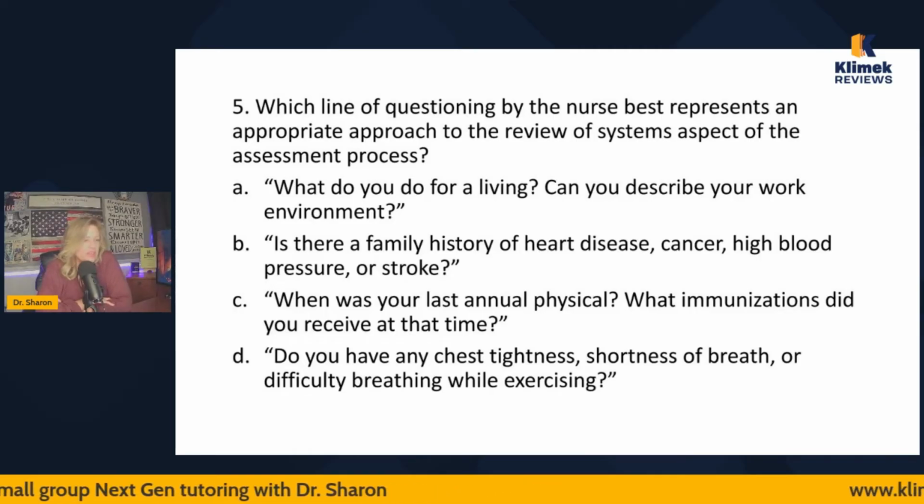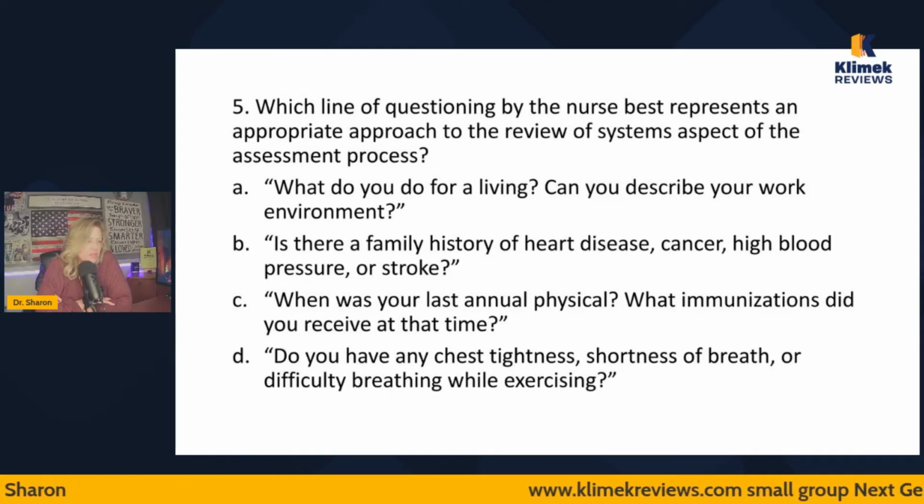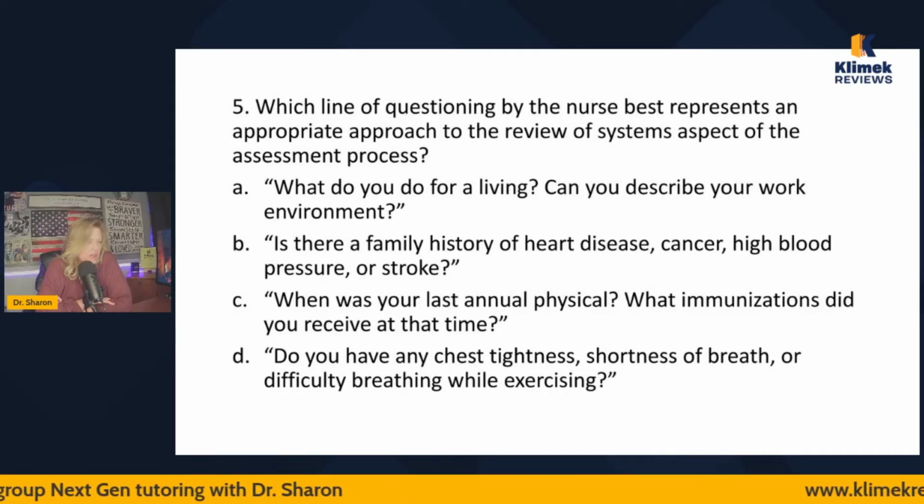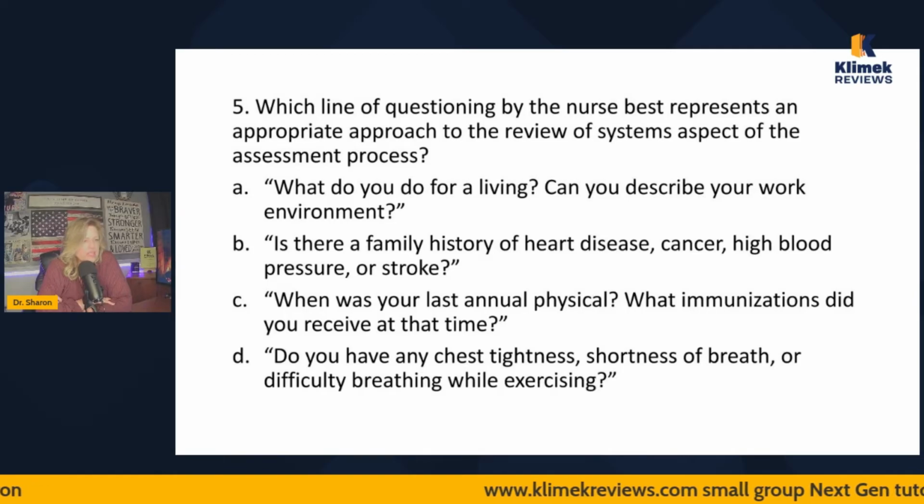All right. What do you do for a living? Can you describe your work environment? Is there a family history of heart disease, cancer, high blood pressure, or stroke? When was your last annual physical? What immunizations did you receive at the time? Do you have any chest tightness, shortness of breath, or difficulty breathing while exercising? All right, let's reread the question again. Which line of questioning by the nurse best represents an appropriate approach to the review of systems?